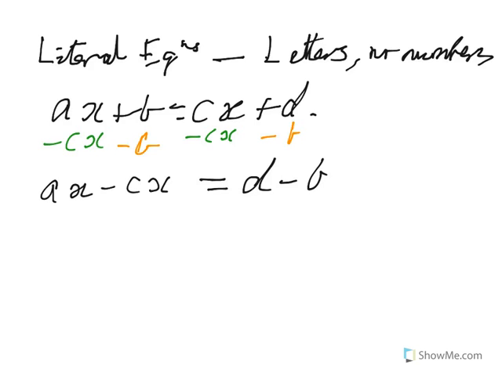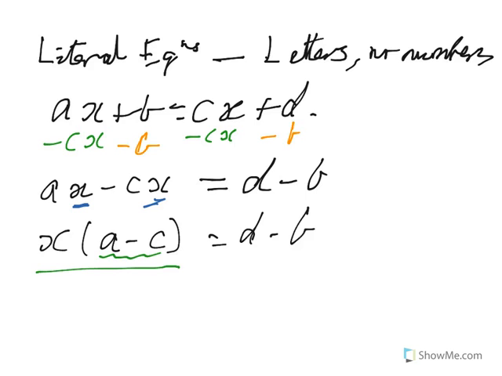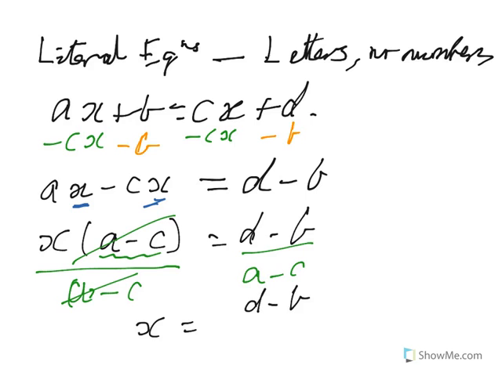And now hopefully you notice that there's an x here that's common. So I can take it out as a common factor, and then I'm left with a minus c. Now the last thing I need to do, because we're after x, is to remove this bracket here. I'm going to do that by dividing by a minus c. It cancels here, and so x is equal to d minus b over a minus c.